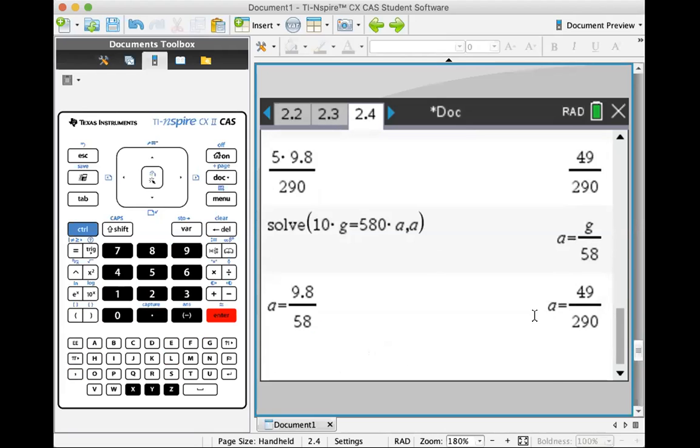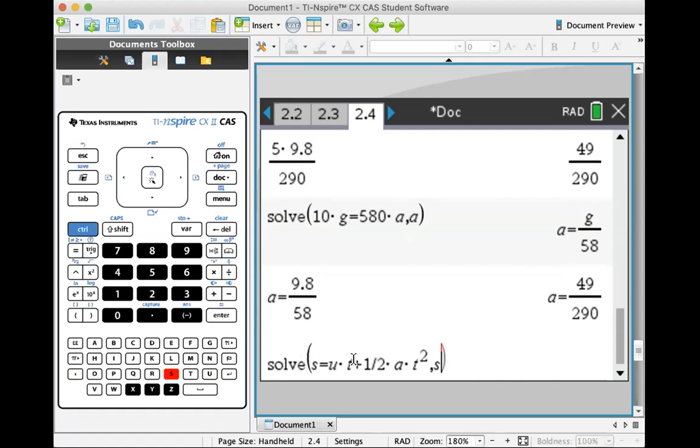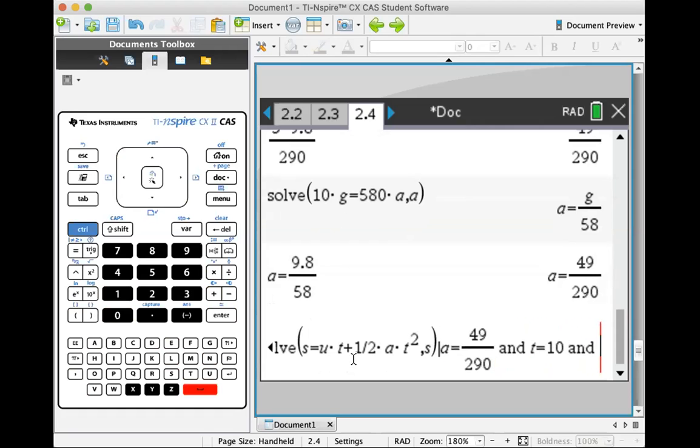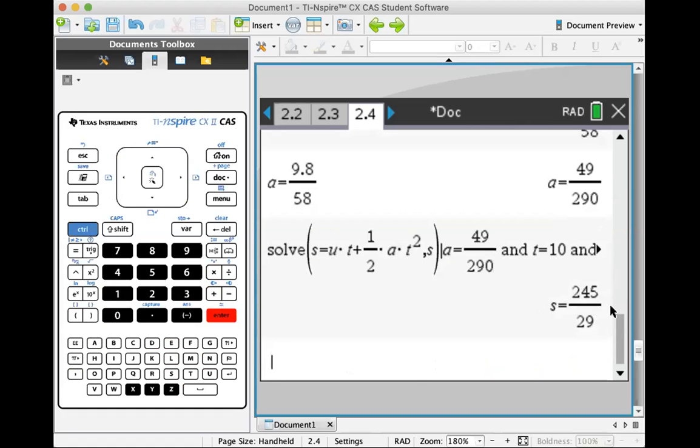9.8. Okay, should be okay with this one. And let's use after 10 seconds, U is 0. And let's solve for S equals U times T plus half times A times T squared, for S, given that A is that value here, and T is 10, and U is 0. Right, this is our distance. Good.